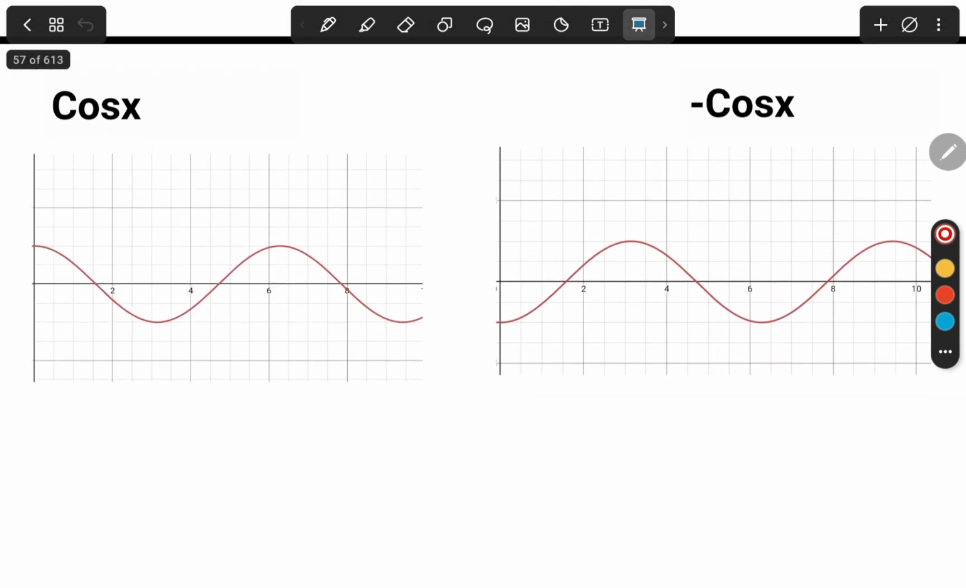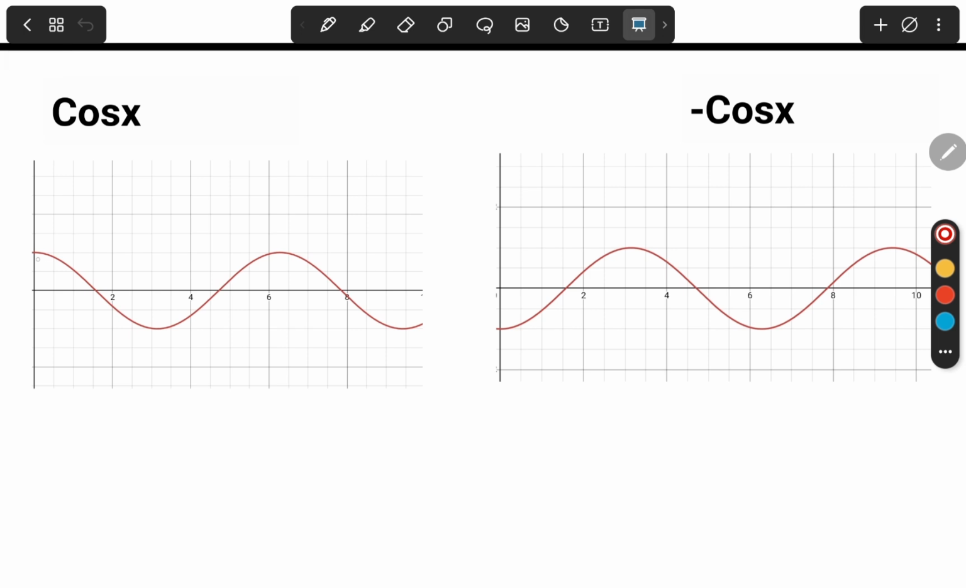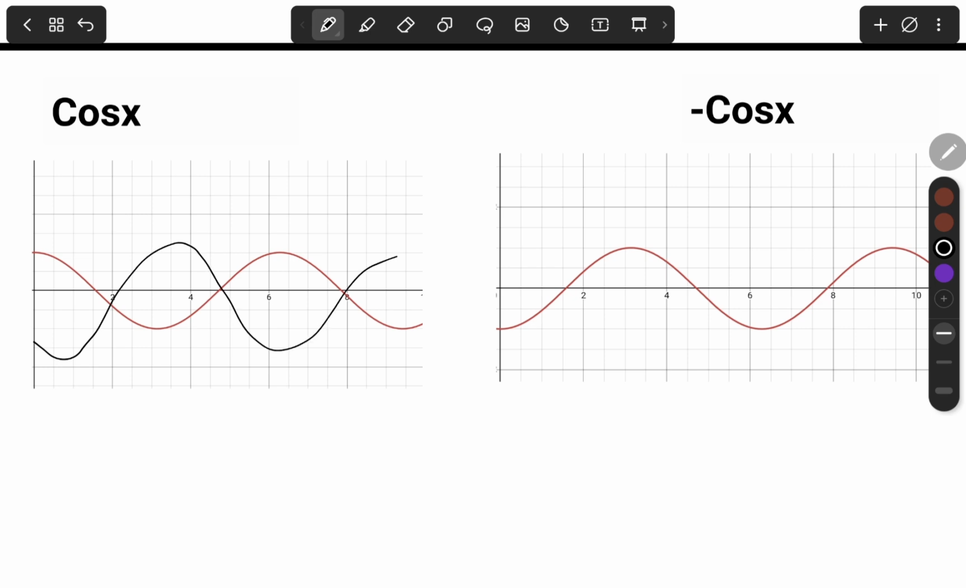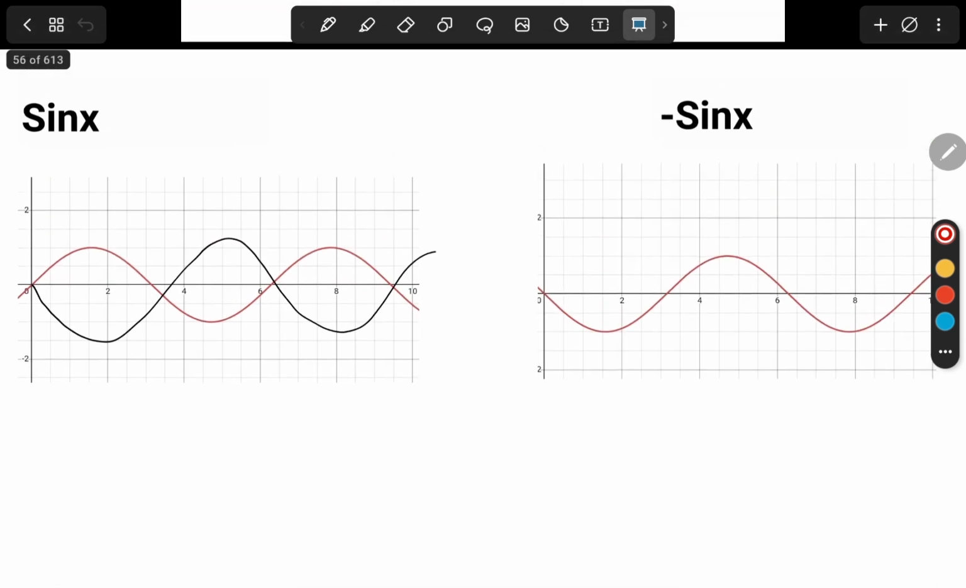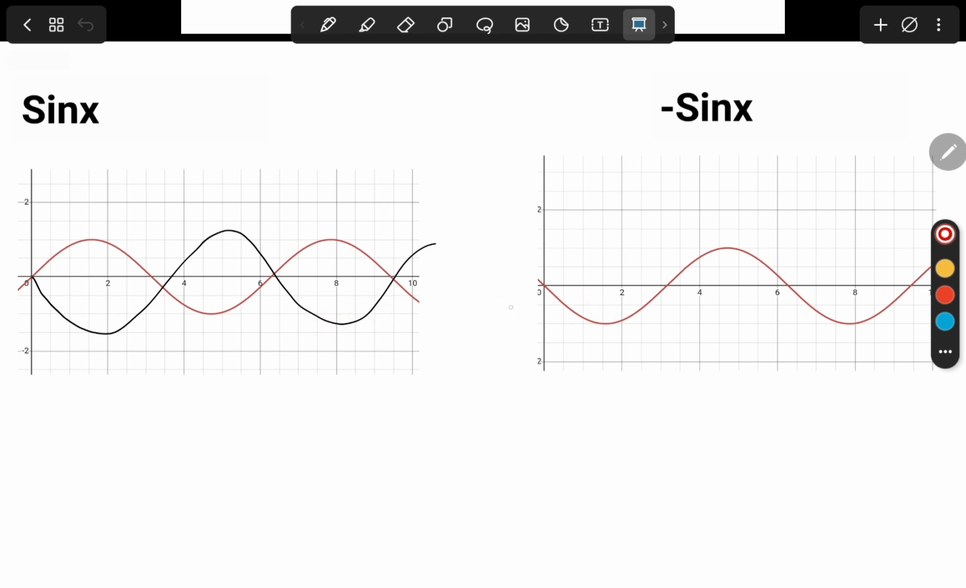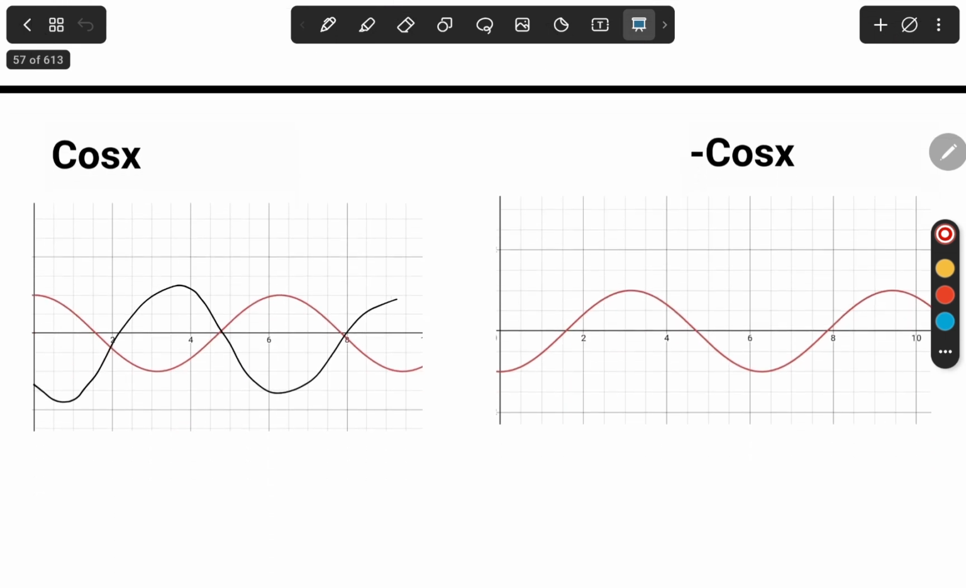Alright, now let's talk about cos x and minus cos x graph. Same thing here, you're going to flip the graph. When you multiply it by minus, you flip it on the x-axis. So it's going to be the same thing, but just flipped. Right? So that's going to be your minus cos x graph. I just want you to look at them and make sure you're familiar with these. Okay, so sin x, minus sin x graph, and cos x and minus cos x graph.